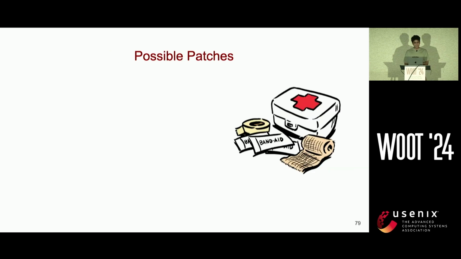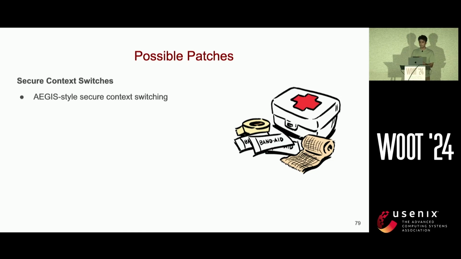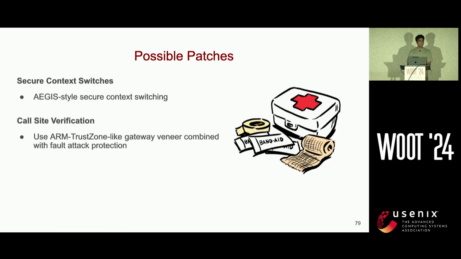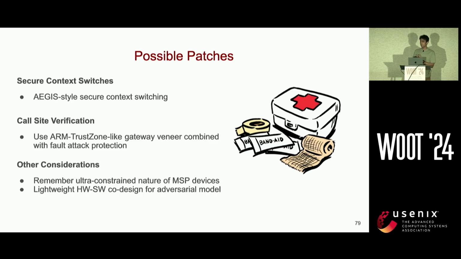So, are there any patches for this? Of course there are. It's a simple patch. In order to patch up MSP IP, one must save the register file to the protected memory and clear it before every exit from the IP zone, just like Aegis advocated 20 years ago. Use an ARM TrustZone-like gateway veneer between calls from regular to secure processes. Now, this would patch up the two vulnerabilities which enable RIP encapsulation.